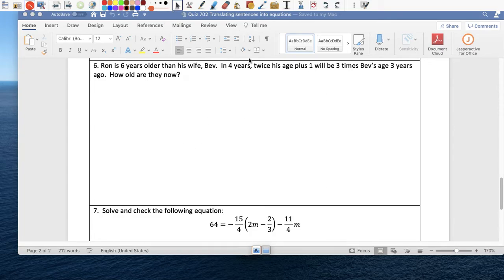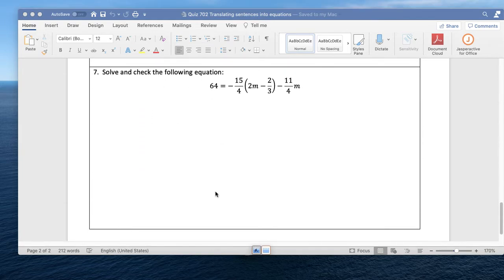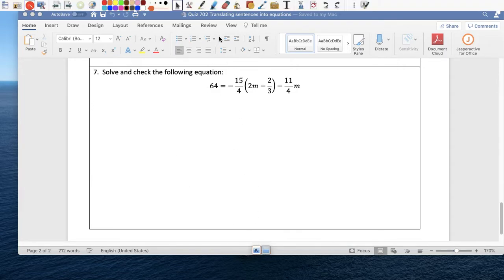One second, guys, let me just move this. So here you have a choice. When we were doing this in class, you could multiply by the LCM to get rid of the fractions now, or do the distributive property and get rid of them later. I prefer doing the distributive property. Just one second, guys.